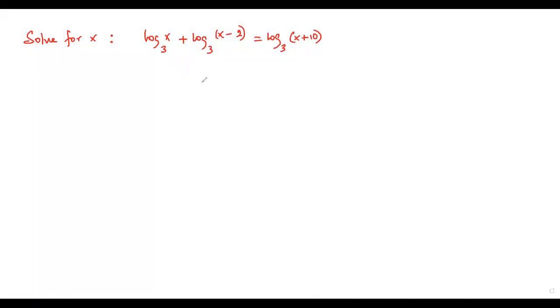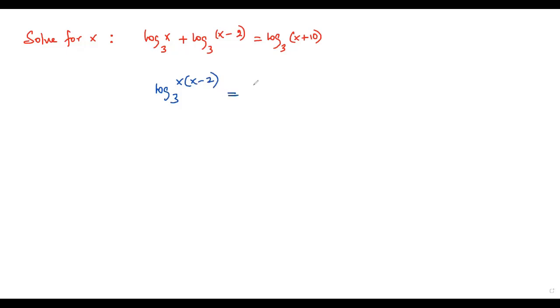Here we have a logarithmic equation and we have to solve for x. On the left side, we have addition of two logarithms with the same base. Whenever two or more logarithms are added with the same base, we take the logarithm once with that base and multiply the arguments. That is x times (x - 2). Actually, this is the product rule of logarithms.